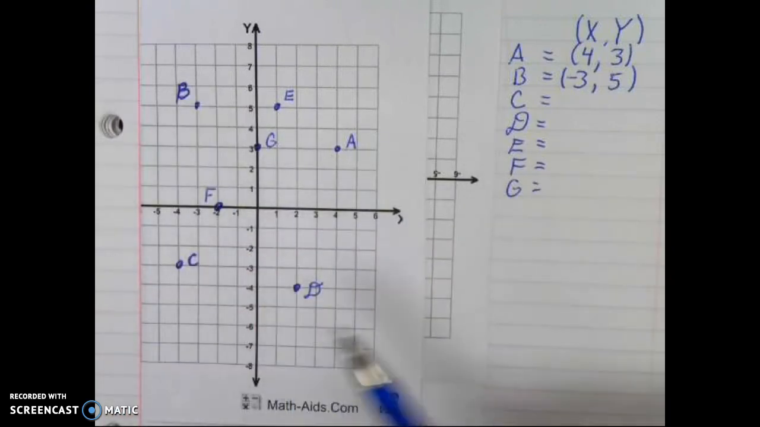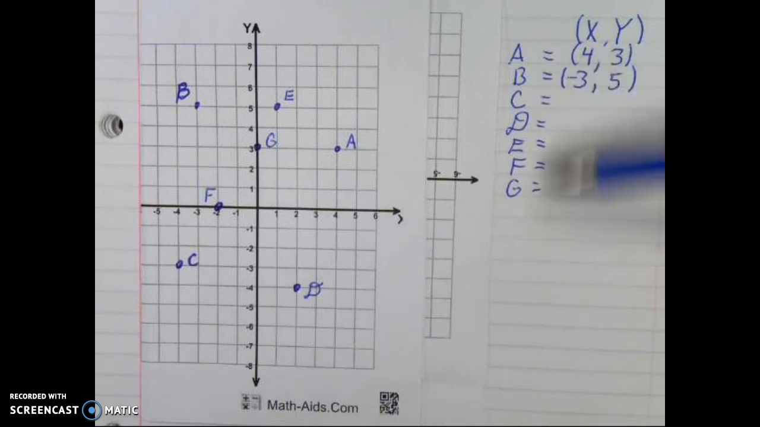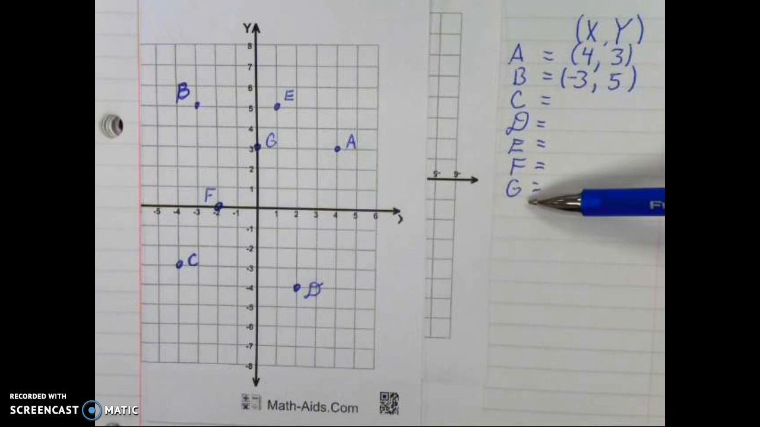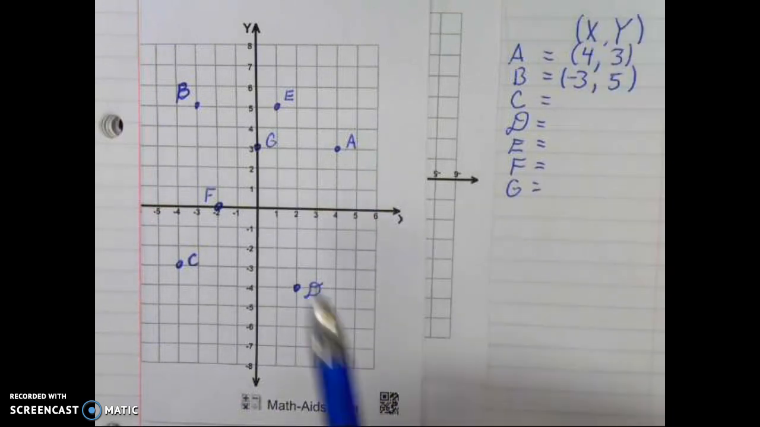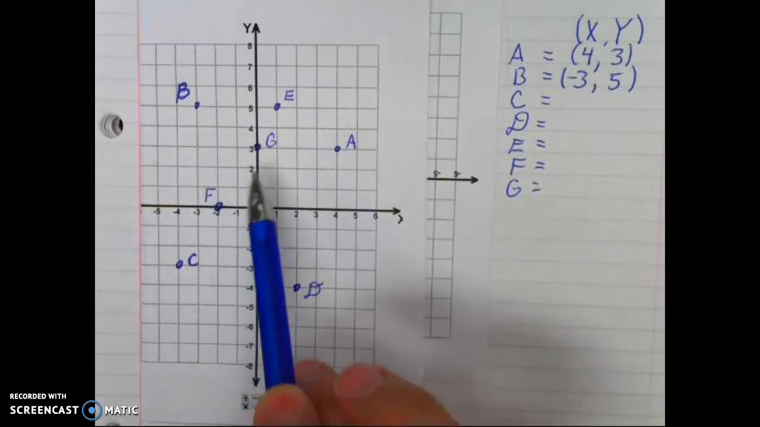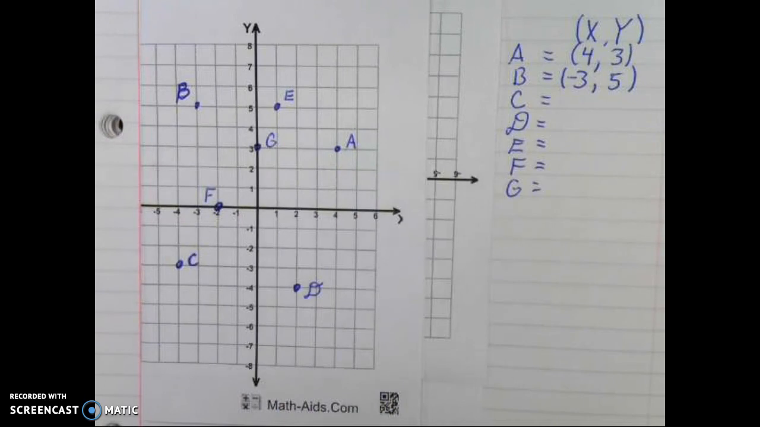So what I want you to do is go ahead and find the coordinates for the rest of these: C, D, E, F, and G. Watch out for F and G. They're a little bit tricky. Just remember, you always have to have 2 numbers for every point. So there's our lesson today, and have a math-tastic day.